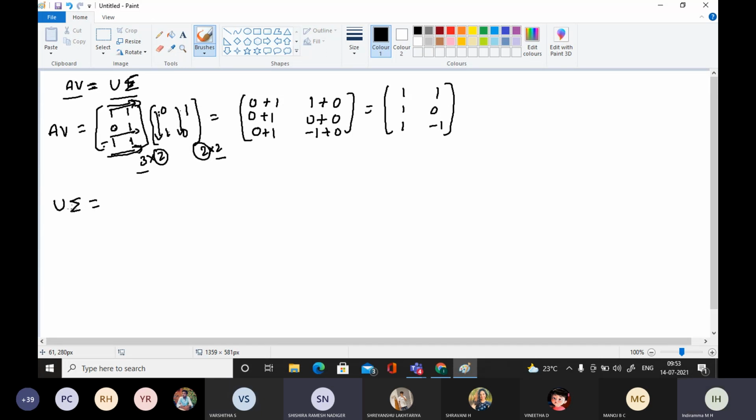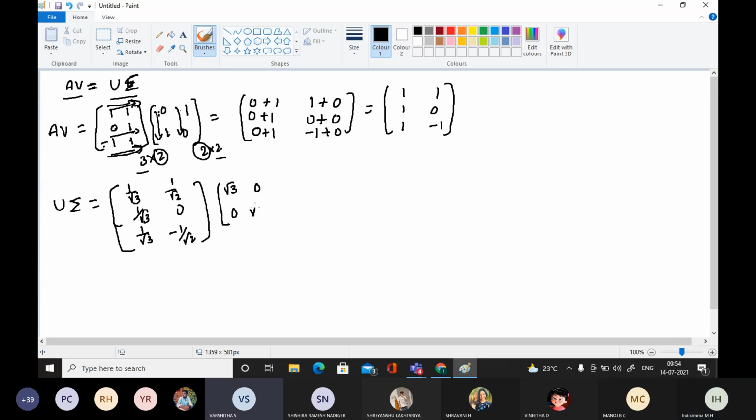Now the RHS part, U into sigma. What is U? 1 by root 3, 1 by root 3, 1 by root 3 in the first column, and 1 by root 2, 0, minus 1 by root 2 in the second column. Next, into what is sigma? Root 3, 0, 0, root 2.